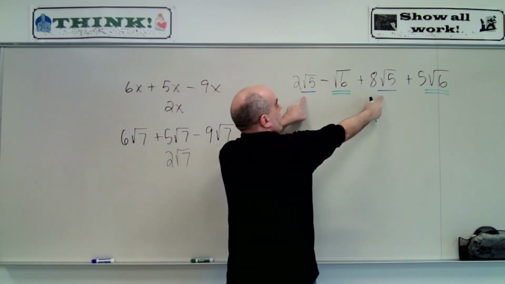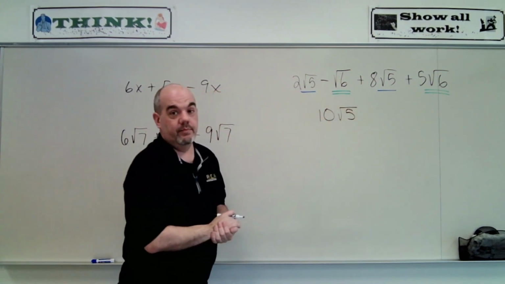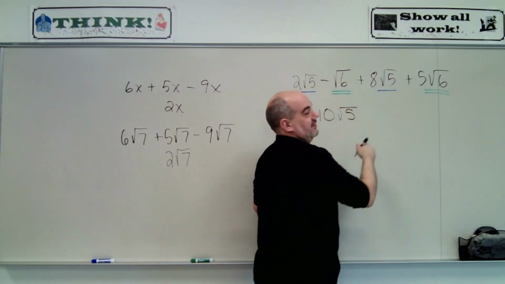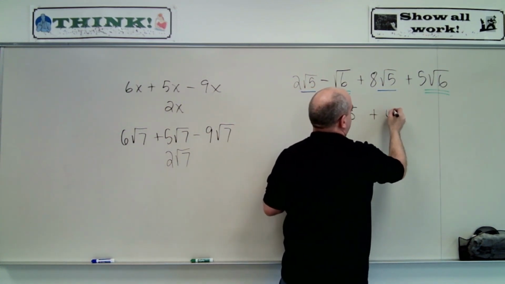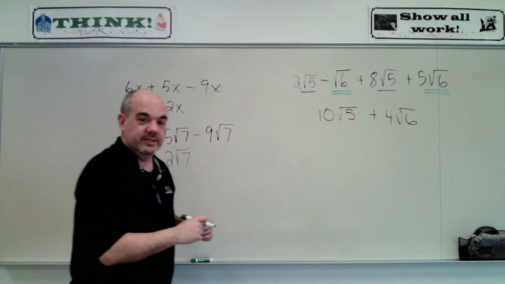2 square roots of 5 and 8 square roots of 5 becomes 10 square roots of 5. And negative square root of 6 plus 5 square roots of 6 is 4 square roots of 6. And that is our final answer. Let's do another example.